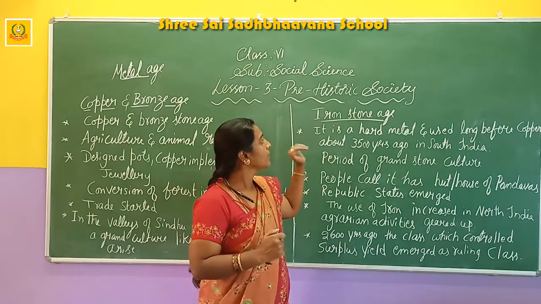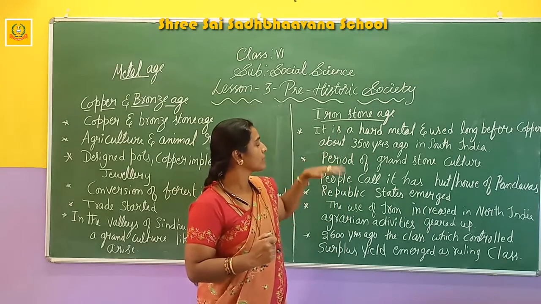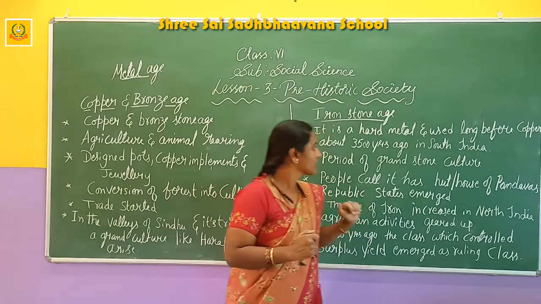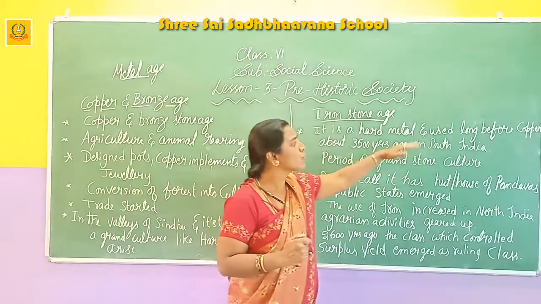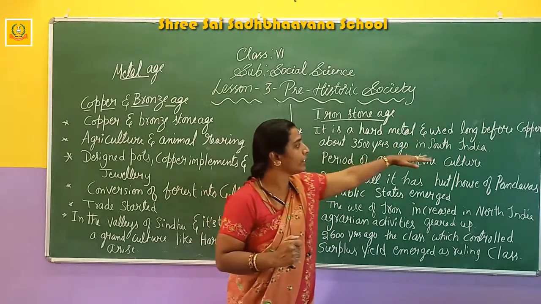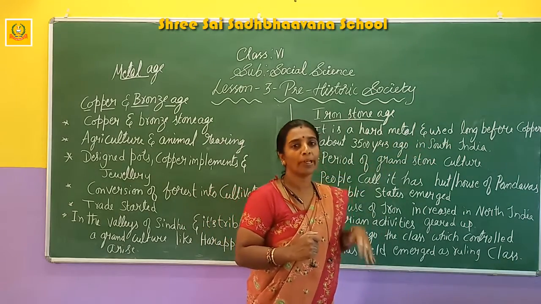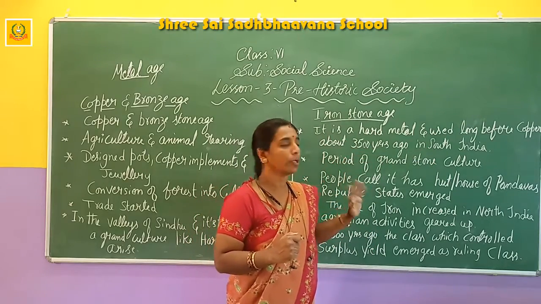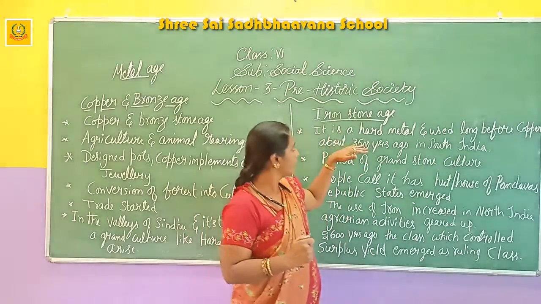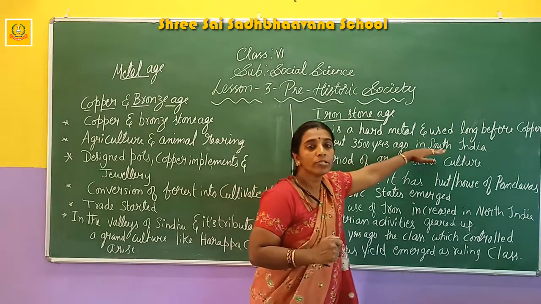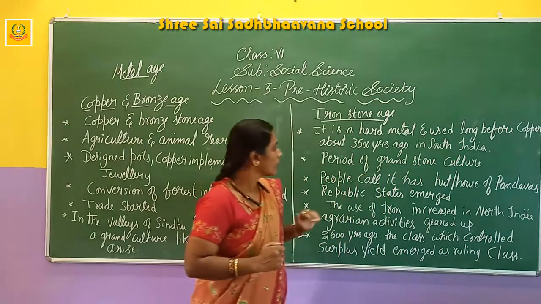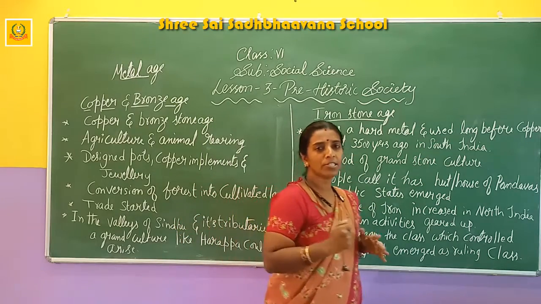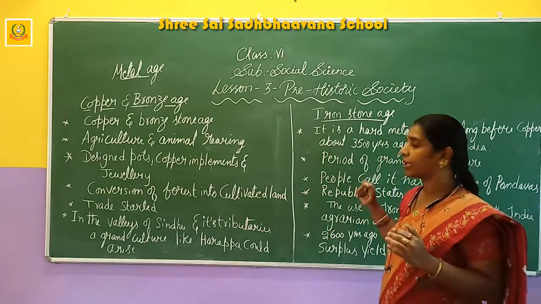Children, when it comes to Iron Stone age, iron is a hard metal. You all know that iron is a hard metal, and in South India, it was used before copper. It was used so long back, almost 3,500 years ago, that they started to use iron in South India. So this period is also called Grandstone culture. Why is this also called Grandstone culture?